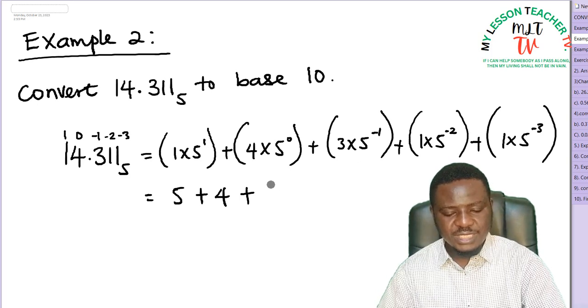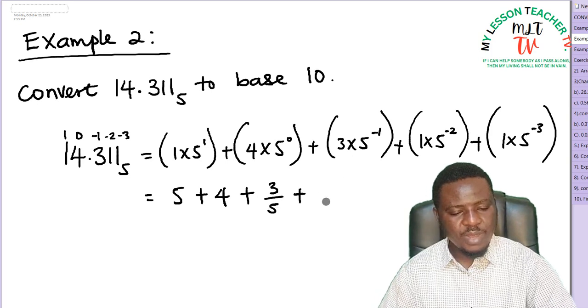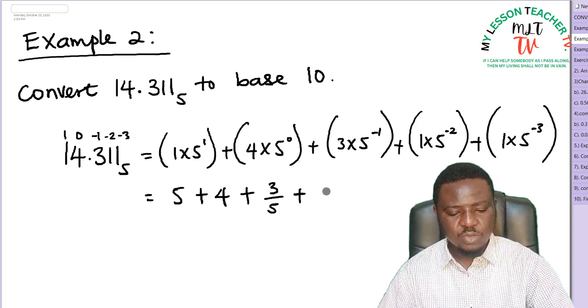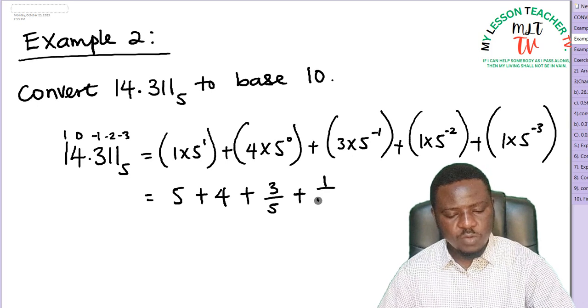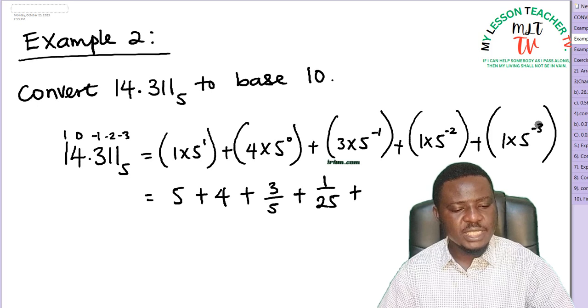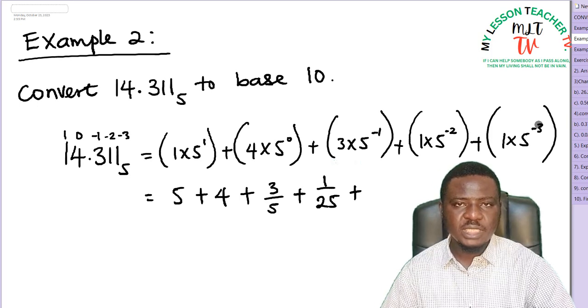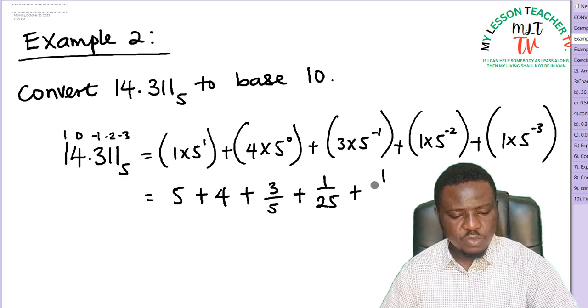So 1 over 5 times 3 is 3 over 5, plus 2 to the power of minus 2, which is 1 over 25. And 1 over 25 times 1 is 1 over 25, plus 5 to the power of minus 3, which is 1 over 5 cubed. And 5 cubed is 125. So that means 1 over 125 times 1 gives us 1 over 125.